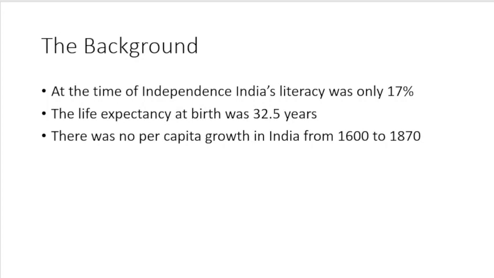Then the second point is life expectancy at birth. Life expectancy means the measure of the average time a human being is expected to live. During independence it was just 32.5 years. Then the last point, which is very important: there was no per capita growth in India from the period 1600 to 1870. That represents that the Indian economy was stagnant during that time.